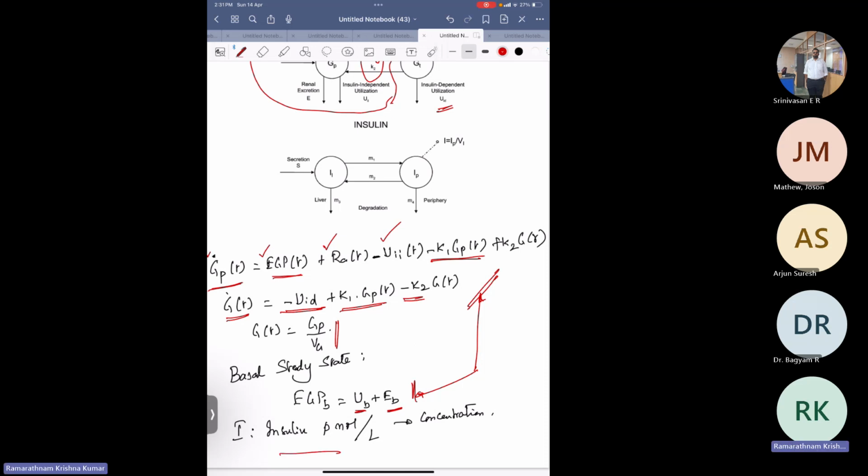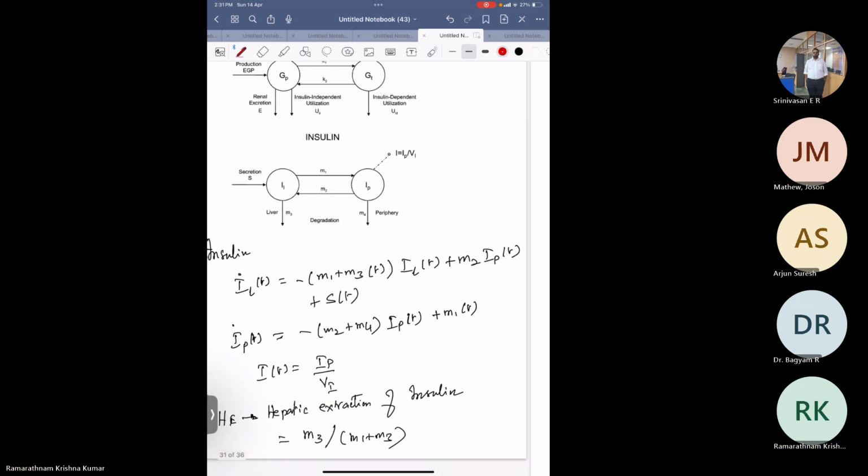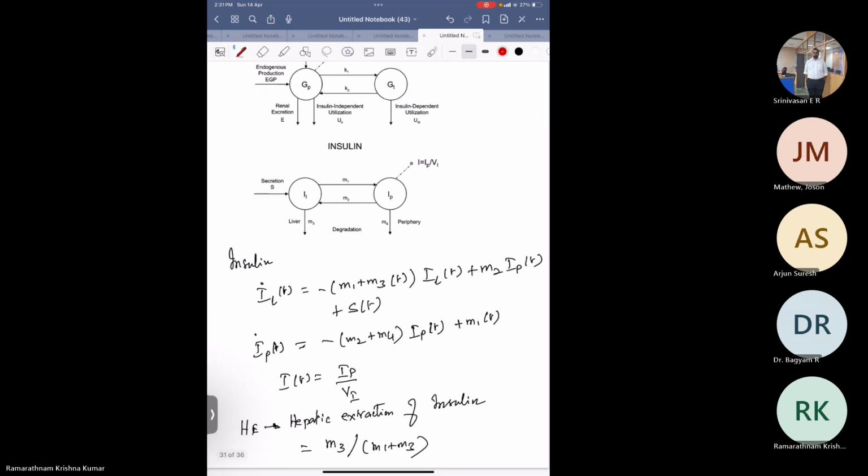So let us now look at the next one, insulin. Okay, I put it here. Right. So can you explain from this?